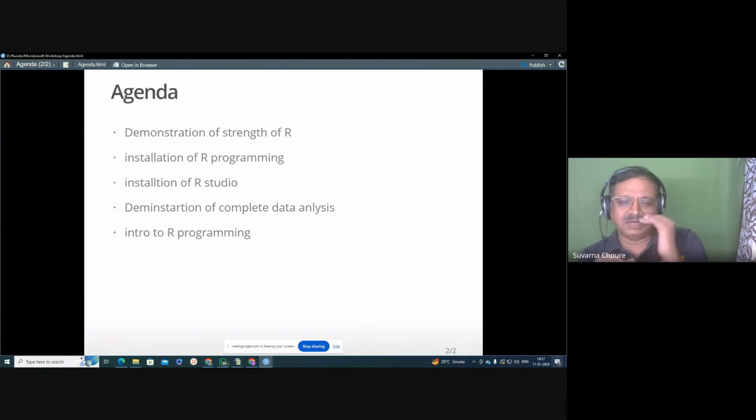Then, bear with my spellings because I typed it just now. Demonstration of complete data analysis will be there. Then we will start actual learning of R programming. Why R programming shall be the first question.